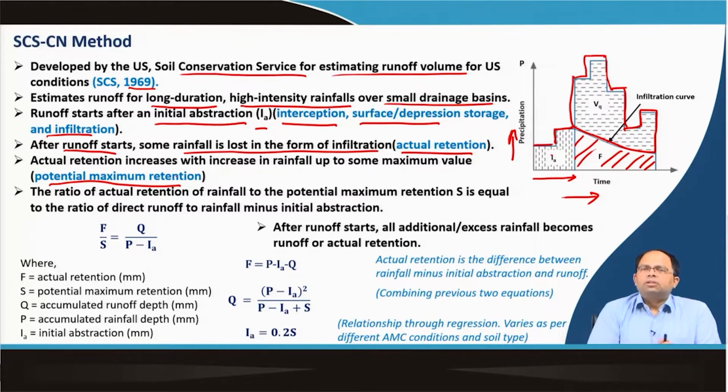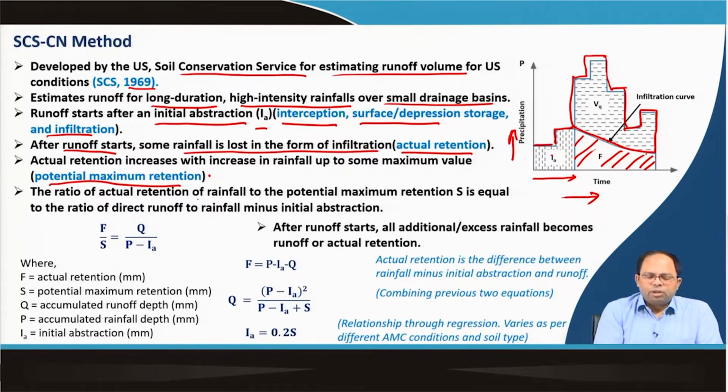This is also not considered in the rational method, because we assume a constant C value, a constant coefficient which assumes that a part of the rainfall is always lost. But here, after a certain time, there is no further loss. As you can see, the infiltration gradually goes down and eventually it may not be there at all.